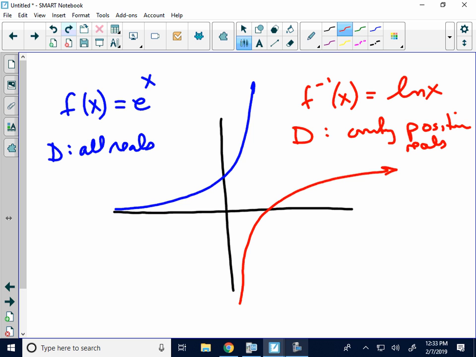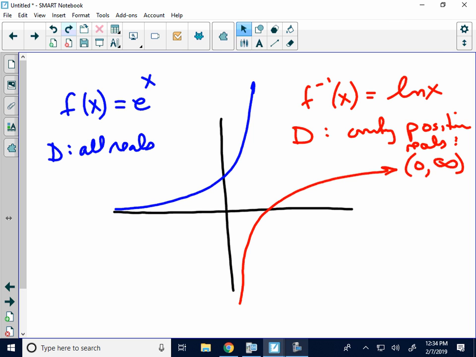Right, x has got to be bigger than 0. Those are the only numbers you're allowed to say. Maybe we can do it in interval notation. It's the interval from 0 to infinity, right? Only the positive reals.